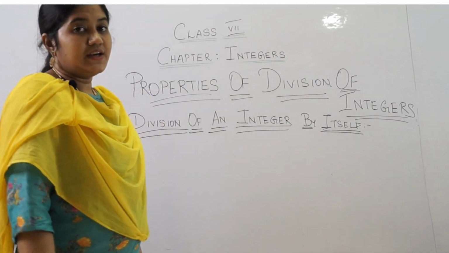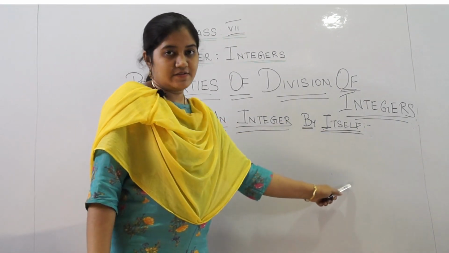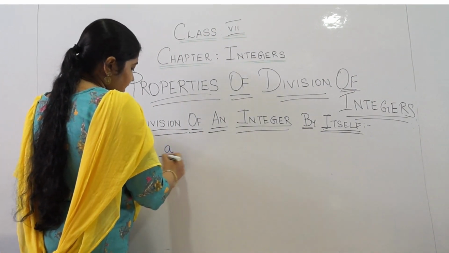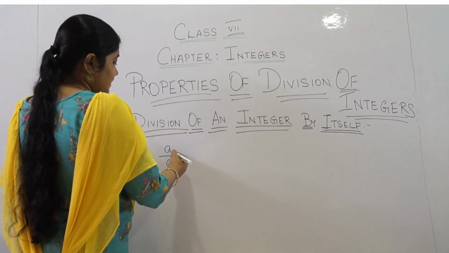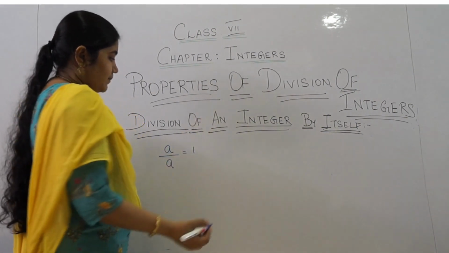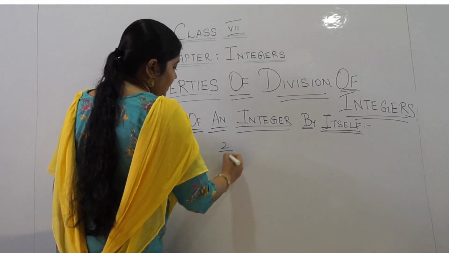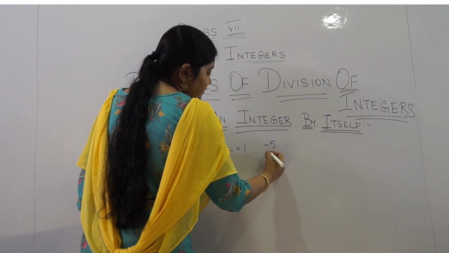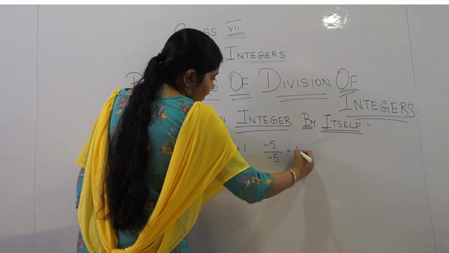The last property in the division of integers is division of an integer by itself. That means when I have an integer a, and I divide it by a, that is, it is divided by itself, the answer should always be equal to 1. Suppose I have a to be 2. So 2 by 2 is 1. Minus 5 divided by itself, which is minus 5, is equal to 1.